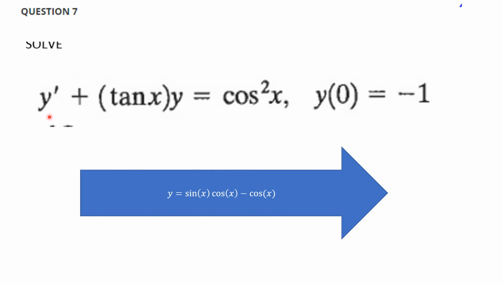Number 7 was a first order differential equation with an initial value condition, and so your solution that you should have gotten was y is equal to sine of x times cosine of x. That could have been written differently, I suppose, using a trig identity, and then this is minus the cosine of x.